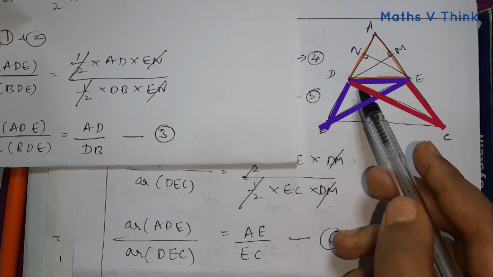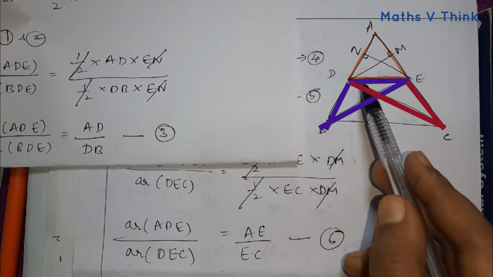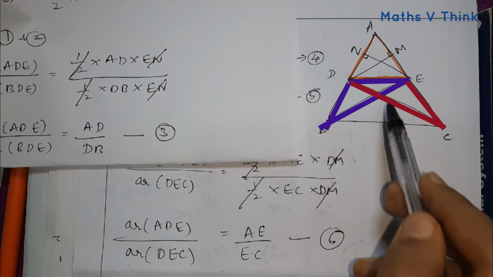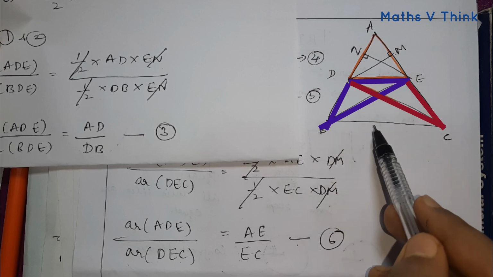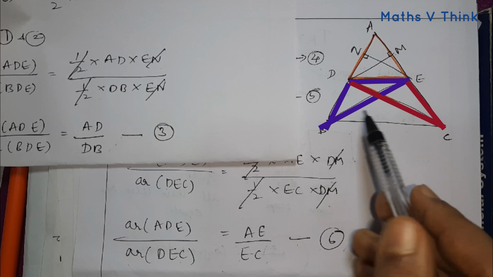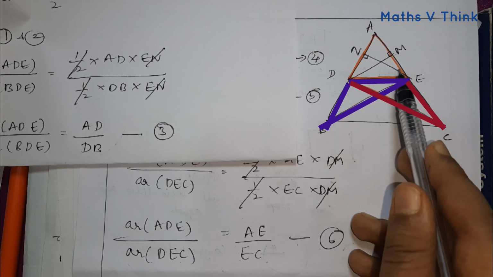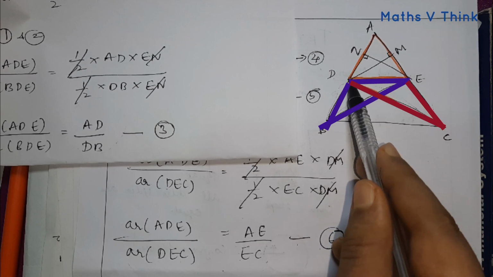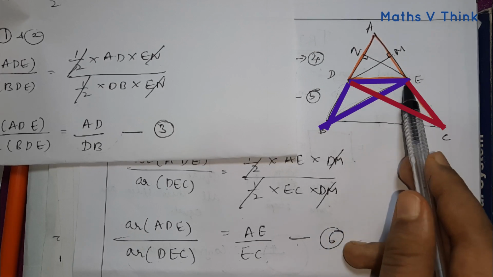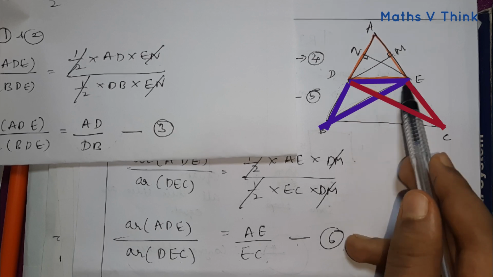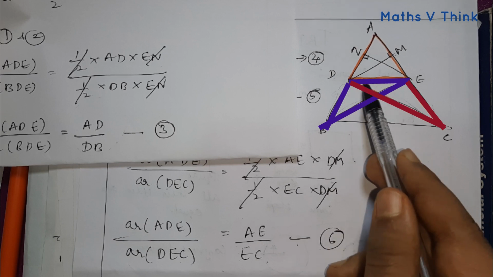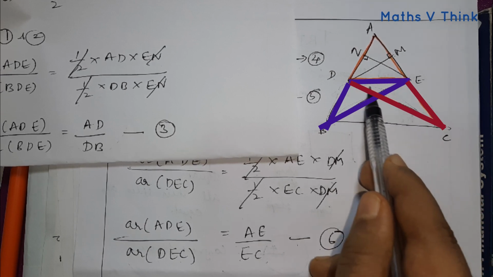We would have already studied in our 9th standard that two triangles which lie on the same base and are between the same parallels are equal in area. Similarly, here also BDE, this triangle, and DEC, they are lying on the base DE and they are between the parallels DE and BC. So I can tell area of this triangle is equal to area of this triangle.